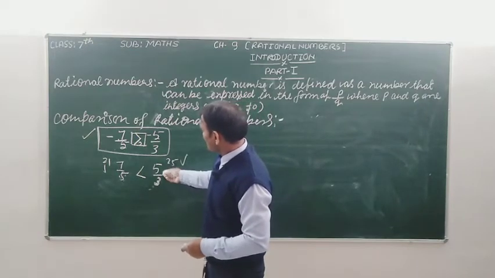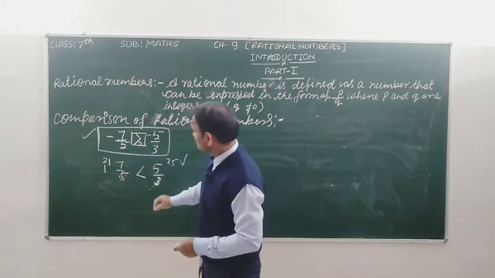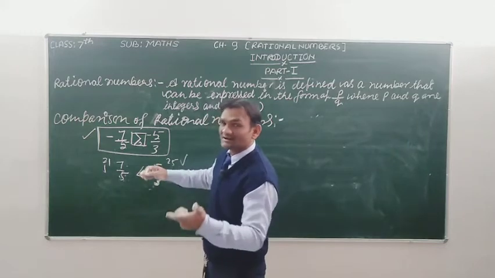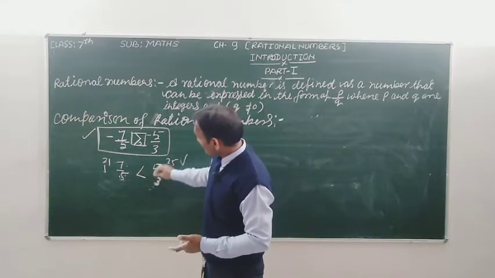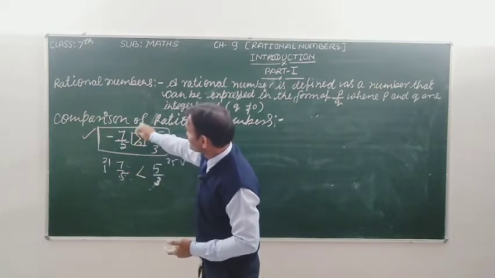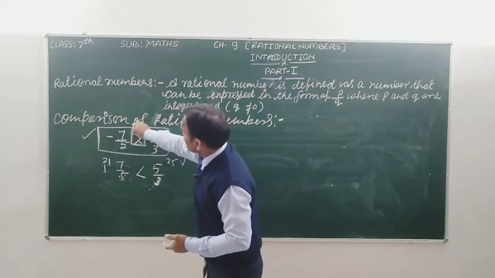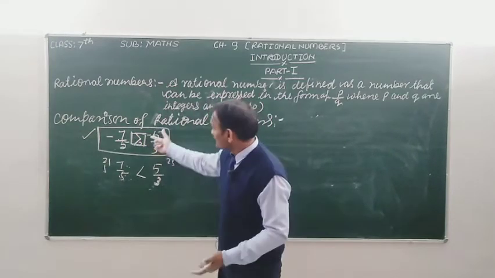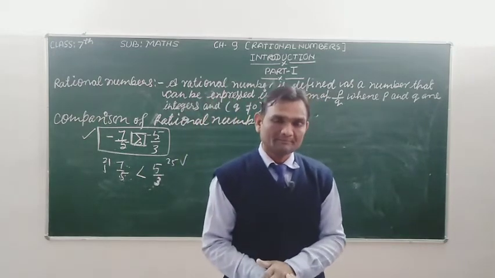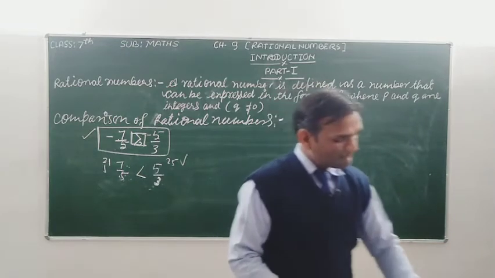So 5 upon 3 is greater, 7 upon 5 is smaller. So student, we use the reverse order of this order. 5/3 is greater, 7/5 is smaller. So in your question, you will use the reverse order. 7/5 will be greater and 5/3 will be smaller, minus 5/3. So student, I hope you have understood the comparison of the rational numbers.